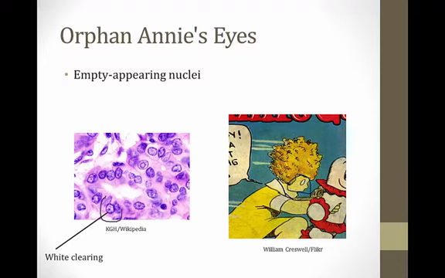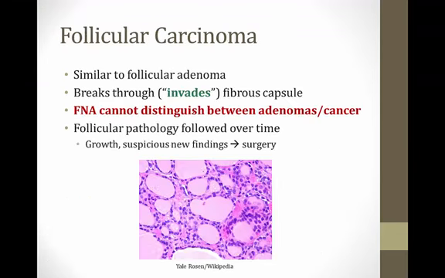You can see that this nuclei has the purple material being pushed to the sides, and there's white clearing in the middle, and that reminded pathologists of the Orphan Annie cartoon, hence the name Orphan Annie eye nuclei. The second most common type of thyroid cancer is called follicular carcinoma, and I mentioned this before, but this has pathology that is very similar to a follicular adenoma.